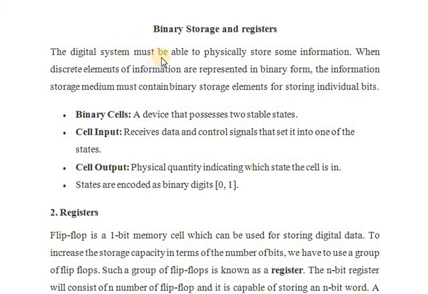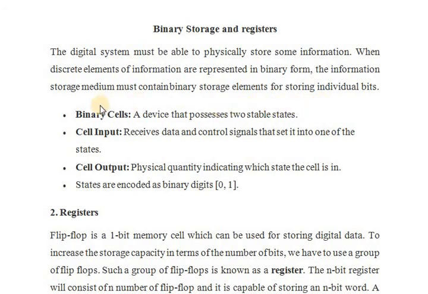The digital system must be able to physically store some information. The information stored in the digital system is in binary form only, zeros and ones. When the discrete elements of information are represented in binary form, the information storage medium must contain binary storage elements for storing individual bits. So it should have some binary storage to store the individual bits. Individual bits means only 2 bits, 0 bit and 1 bit. So 8 bits together you call a byte.